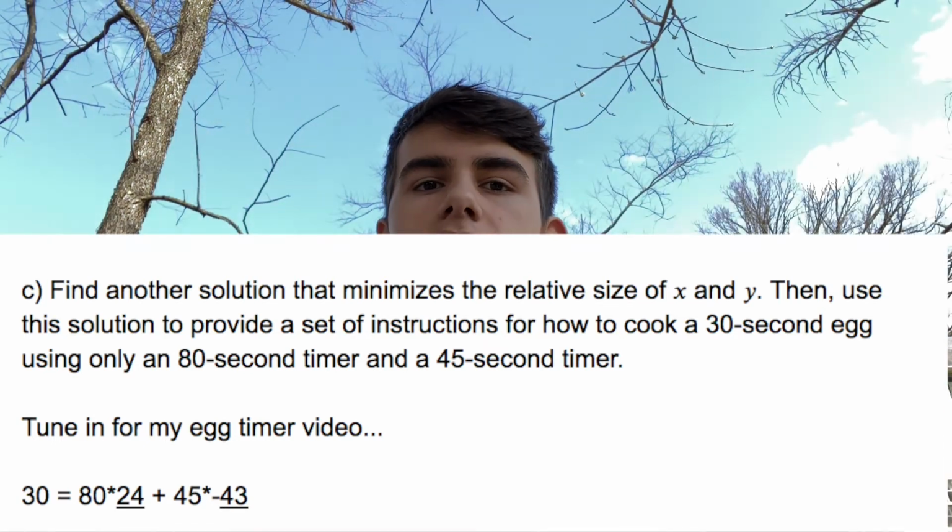Just a little background on the timers. The timer philosophy is actually the same as this. What you're doing is, I have an 80-second timer. I'm going to run that 80-second timer a certain amount of times, and then I'm going to run the 45-second timer a certain number of times. And basically, I'm going to find a place where the difference between them is going to be equal to 30. And that is directly equal to this. If I run my 80-second timer 24 times and my 45-second timer 43 times, what happens is the difference is going to be 30 seconds. And then basically between those two timers, I can cook my 30-second egg. Obviously, you shouldn't cook eggs for 30 seconds, but you get the point.